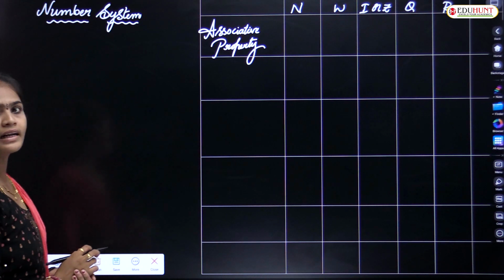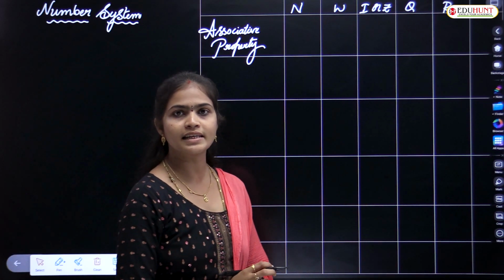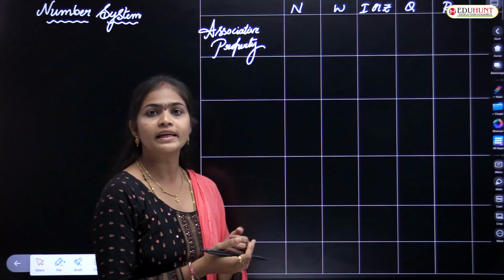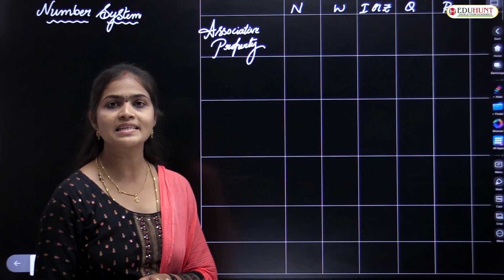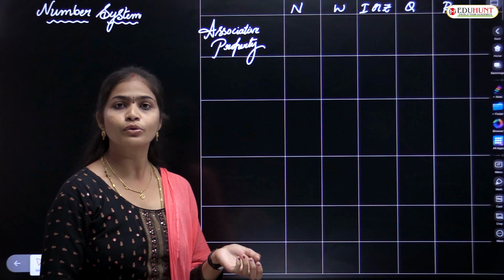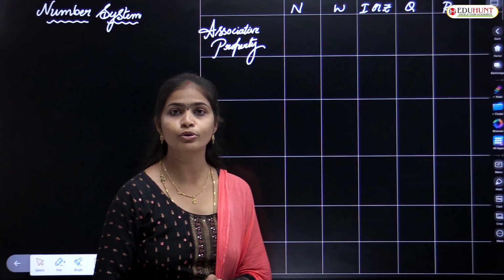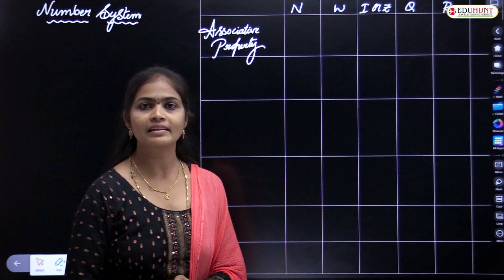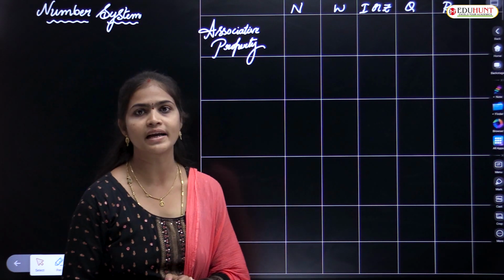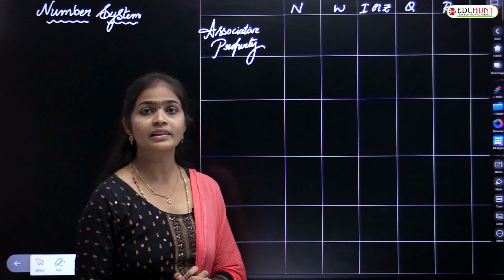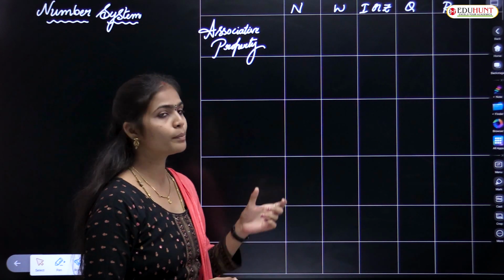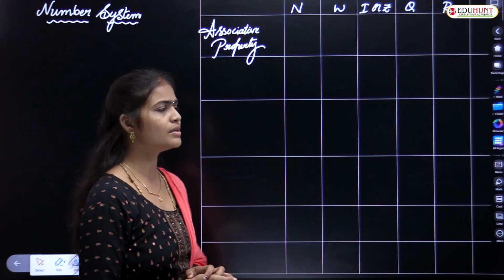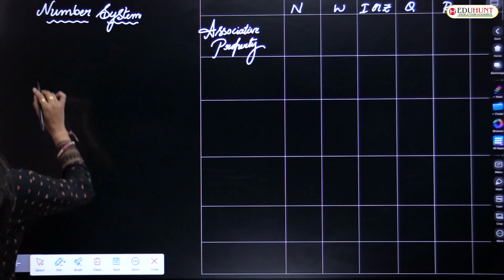What is the definition of the associative property? If you take any three numbers, let A, B, C be any three numbers, and you group them in any way, then you will get the same result. Then that property is satisfied by that given type of numbers.